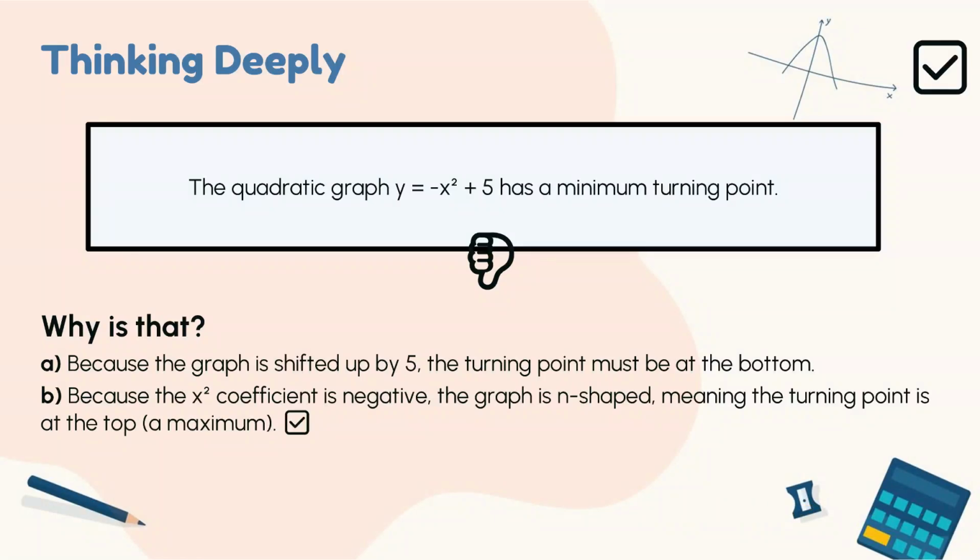The correct explanation is, because the x squared coefficient is negative, the graph is N-shaped, meaning the turning point is at the top. So y equals negative x squared plus 5 has a maximum turning point. The plus 5 shifts the graph upwards, but it does not change the fact that the graph opens downwards.